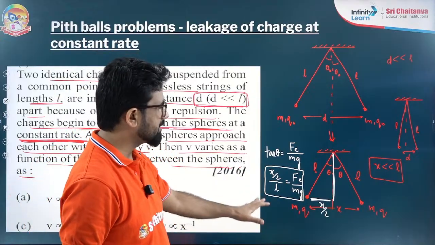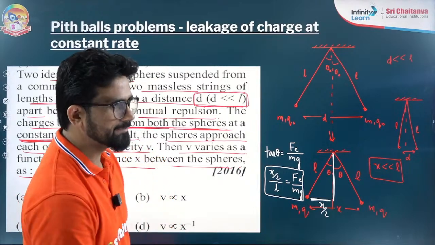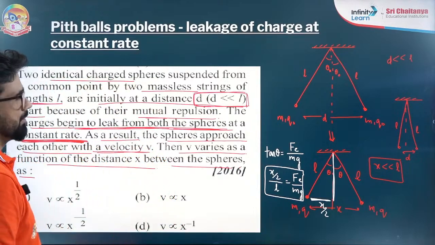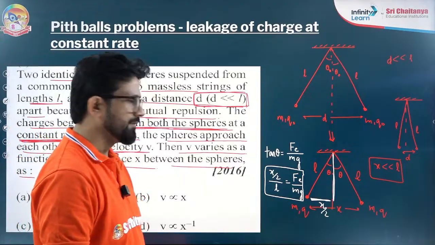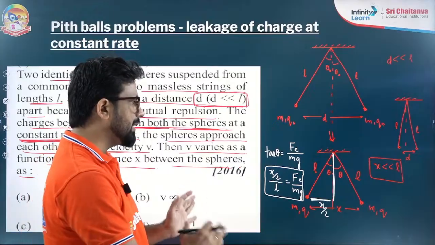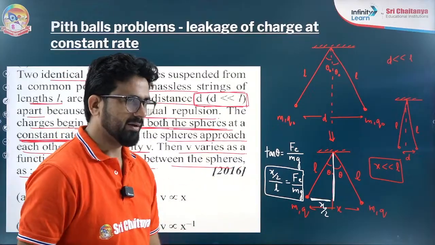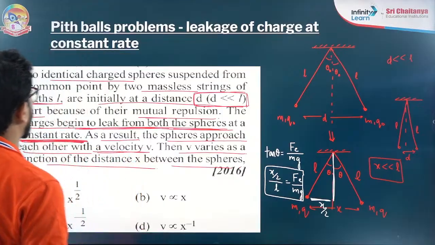This line is clear: x by 2L is equal to Fe by mg. Can it be right? Yes, very good beta. Now it is clear. Now if it is clear, if I ask you what is the Fe, everyone can say it, and now we are putting it in the next page.